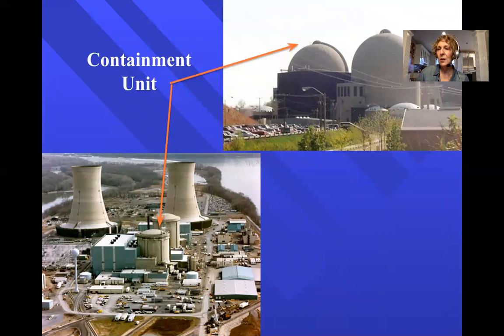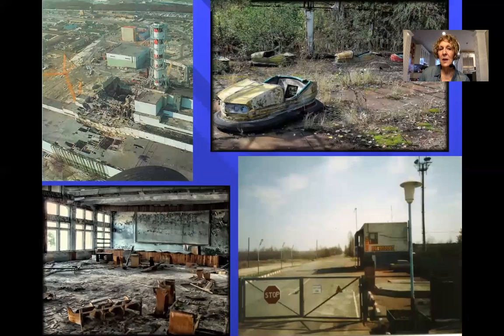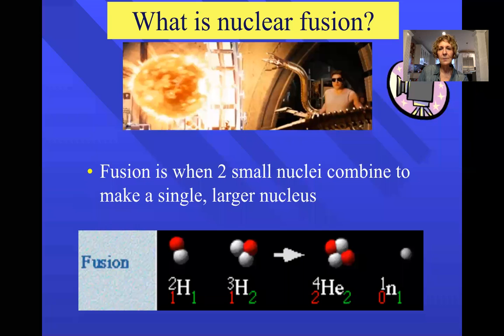The containment unit is where the fission reaction occurs, and that's supposed to keep the radiation in place. But as I said, because of human error, the reaction was not properly maintained and actually caused a small explosion, not a nuclear bomb or anything like that, but a small explosion that blew off the top of the reactor and emitted a lot of radiation that made a lot of people sick. And these are just some pictures. You'll learn more about this in the video that you watch in our class.